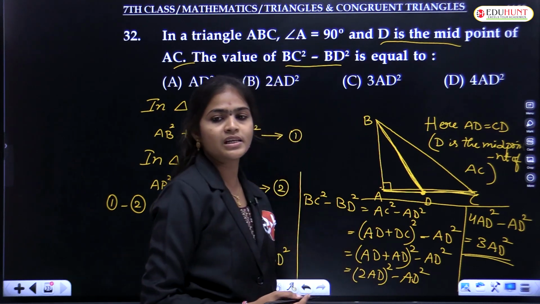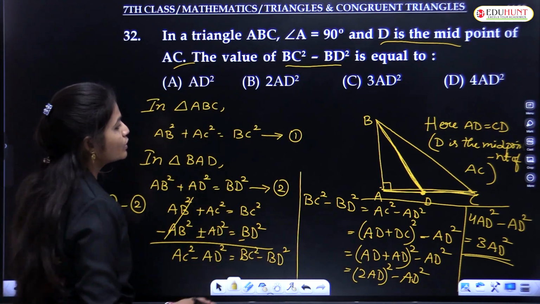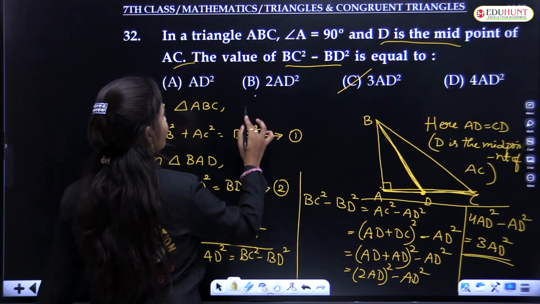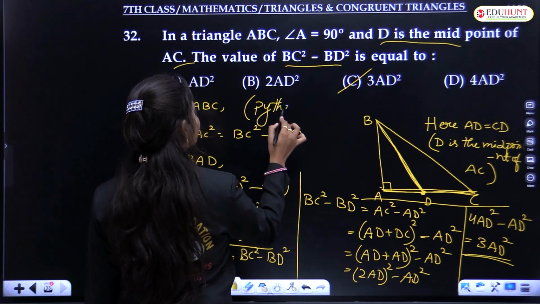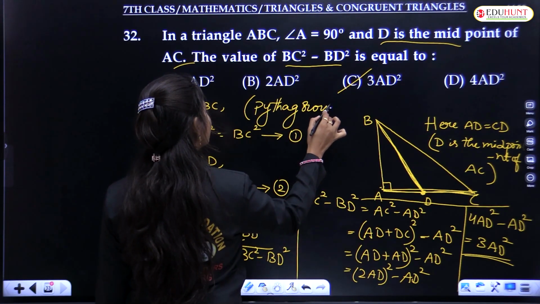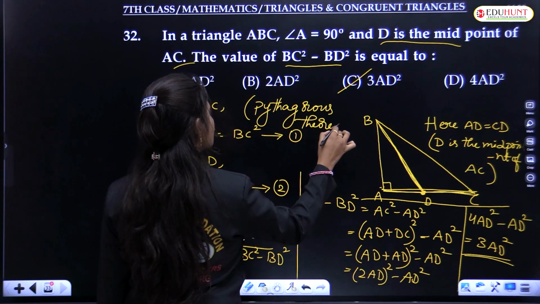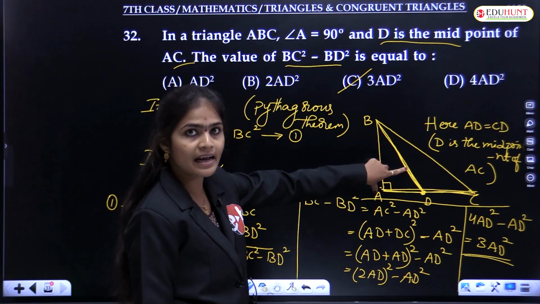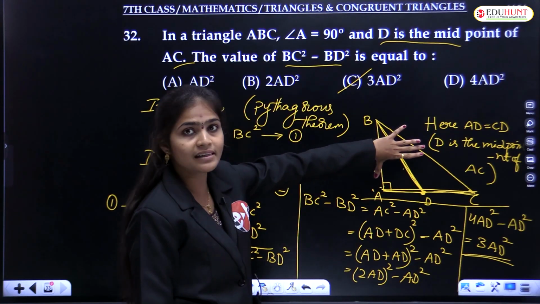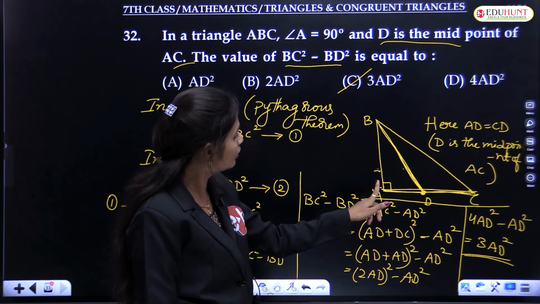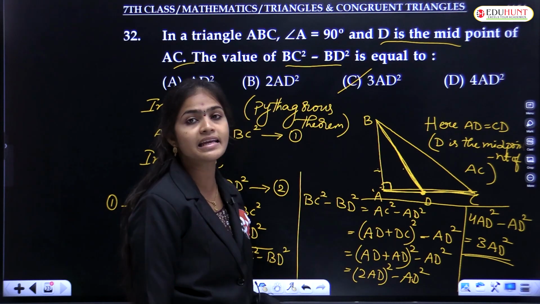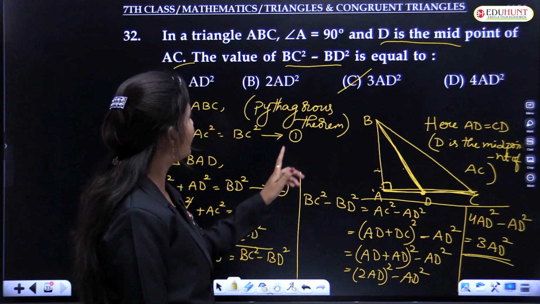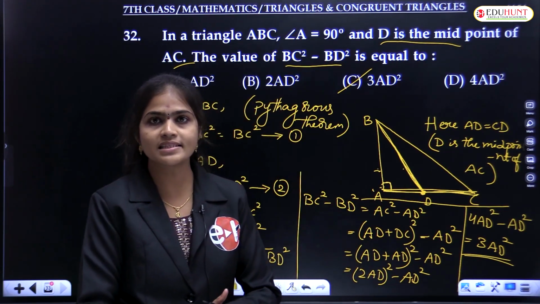So what is the correct option here? The answer is 3AD square. So which condition did we use? By using the Pythagoras theorem. This is the Pythagoras theorem condition, no? While taking this triangle it is a right angle triangle, and if you take the complete triangle, that is also a right angle triangle only, no? Why? Because A is equal to 90 degrees, the given condition. So the answer is 3AD square. Okay children, did you understand that?